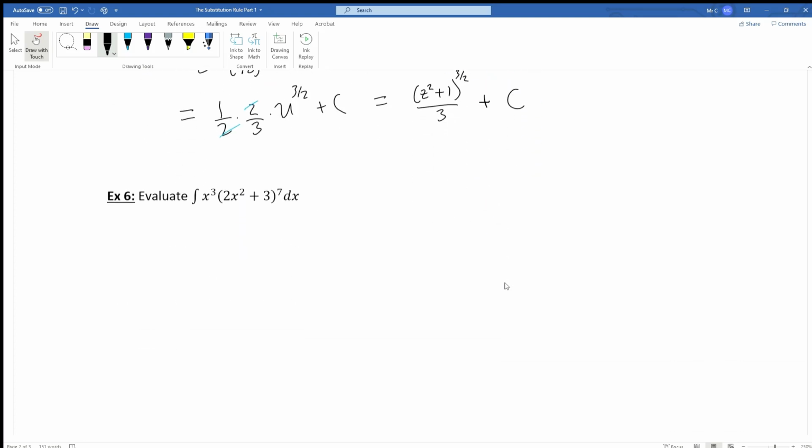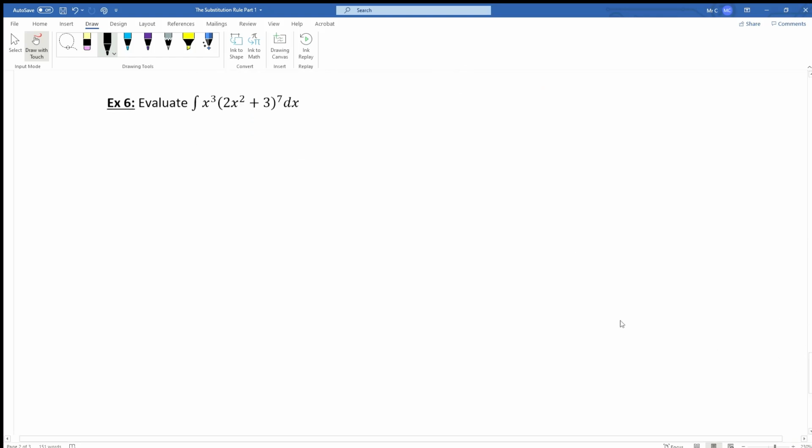All right, well, that's it for that example. And this will be our last example. So this one is definitely a bit trickier. This one's not as straightforward. We have to take kind of an extra little step to solve this one.